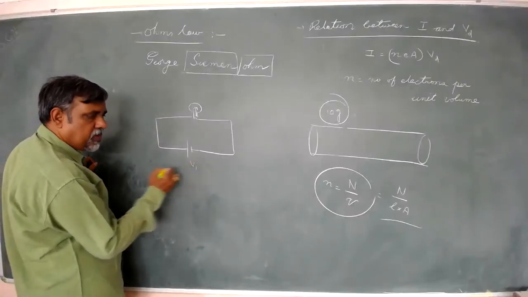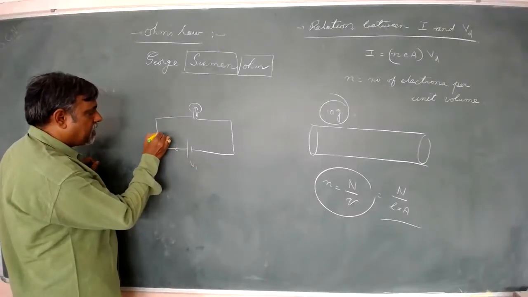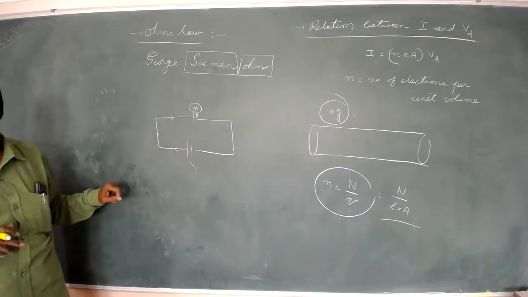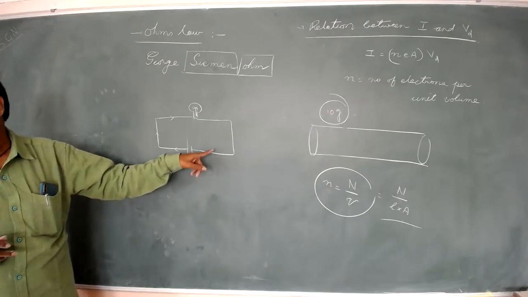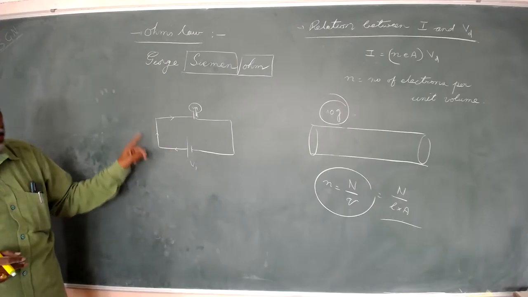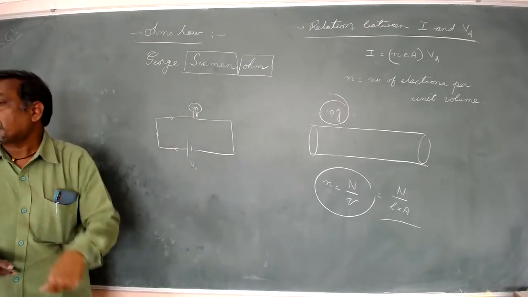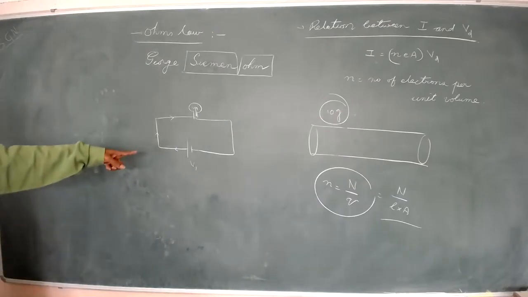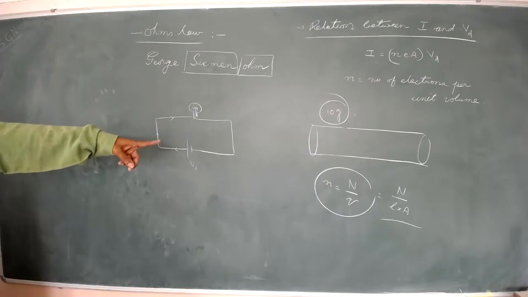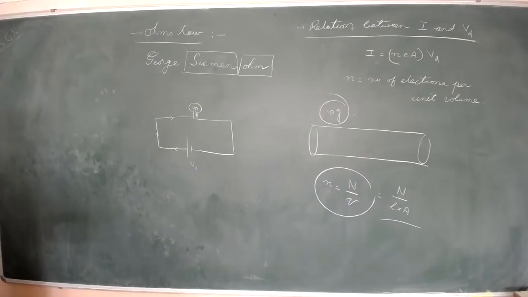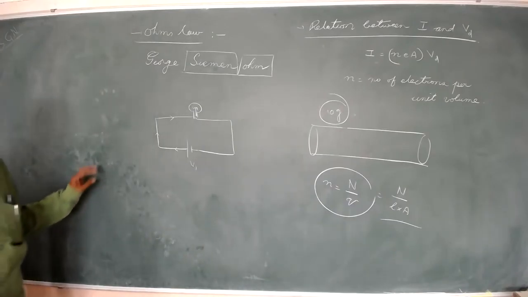So let the potential be V1. Then direct current will be flowing in this direction. Okay, so last week I told you very clearly the actual movement of electron will be from negative to positive. But positive to negative is taken as the direction of conventional current. So what about the direction that we are showing in the circuit, which is a conventional current? The actual electronic movement will be the opposite direction.